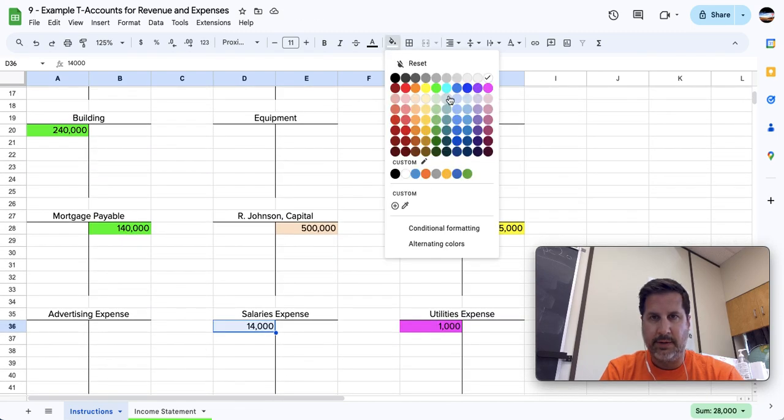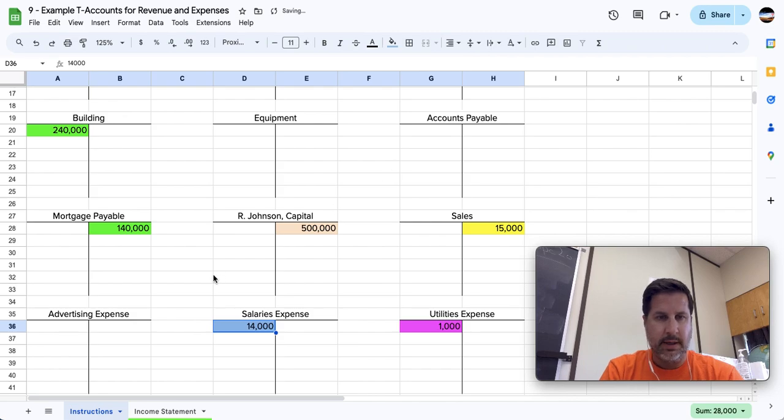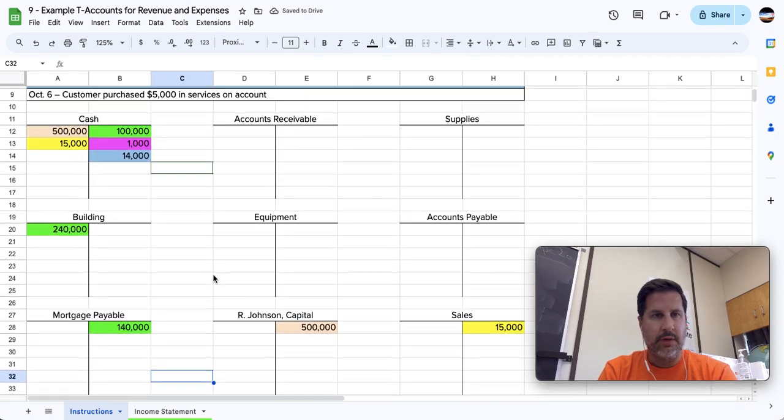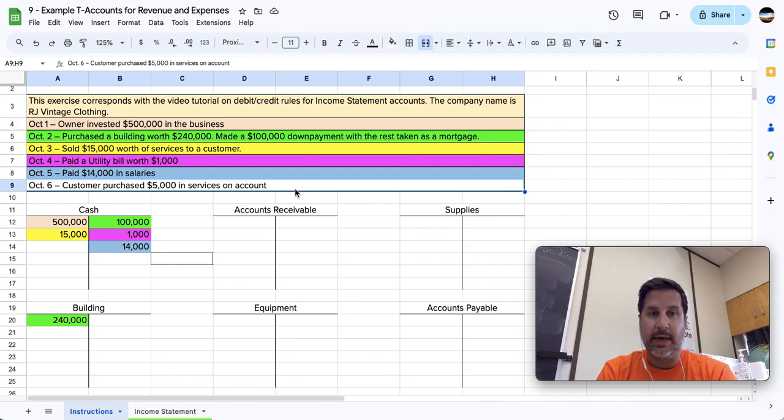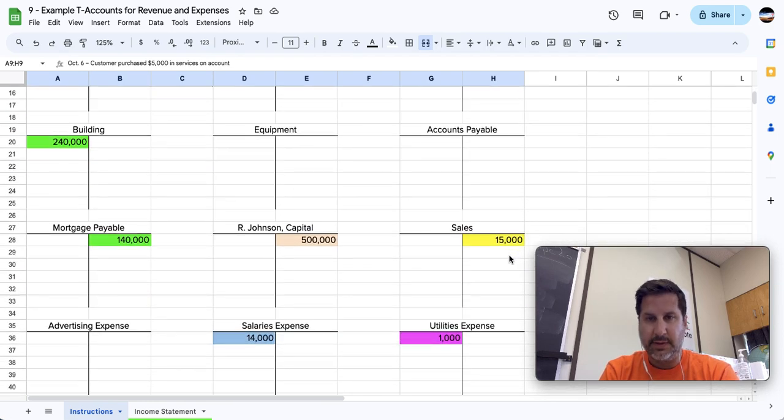And running out of colors here in my mind, my rainbow of T accounts that we're doing today. And finally, we have a transaction where a customer purchased $5,000 in services on account. Okay, so we made a $5,000 sale.